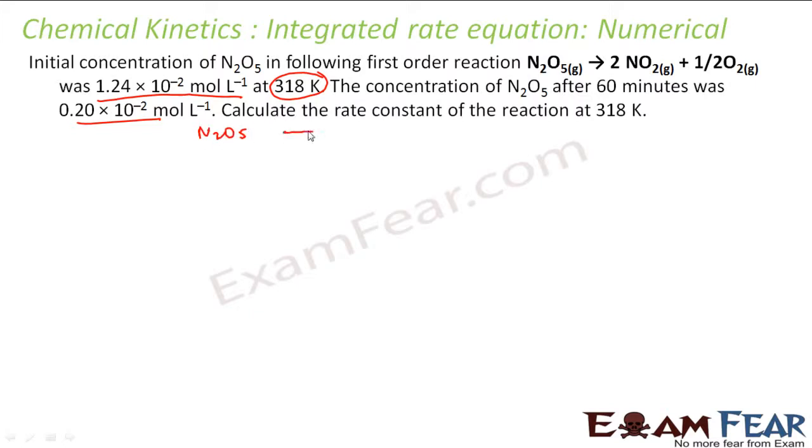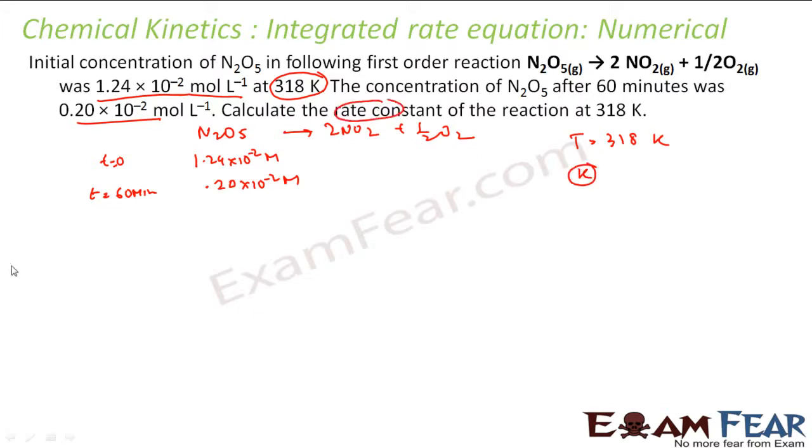We have this N2O5, it broke into NO2 and half oxygen. At T is equal to 0, the concentration of N2O5 was 1.24 into 10 to the power minus 2 moles per liter M. At T is equal to 60 minutes, the concentration was 0.20 into 10 to the power minus 2 M. The concentration has decreased. And the temperature is given, 318 Kelvin. We have to find the rate constant, that is K.